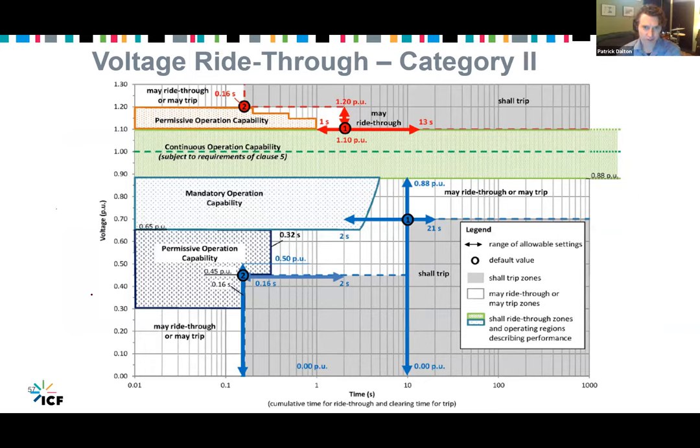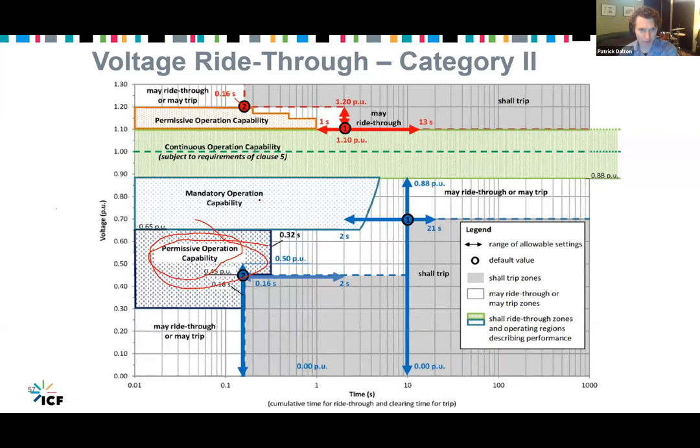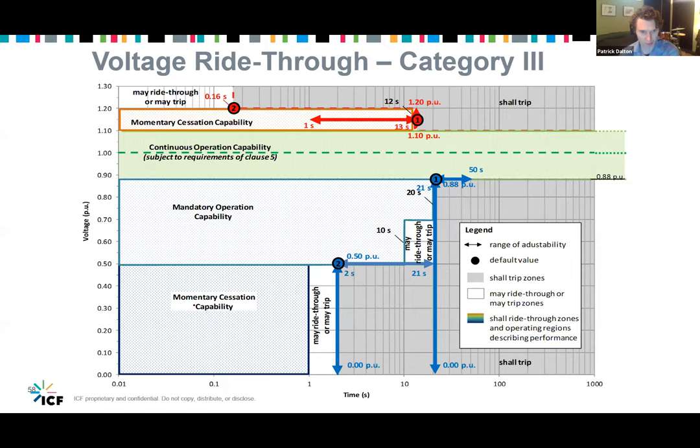Looking at a different ride-through profile here, this is for category two. What I wanted to point out here is that instead of that momentary cessation, which we saw down here for category three, it's a permissive operation capability, meaning that the DER could still produce active power. And similarly, we have undefined regions. So toggling to category three, just as a reminder, it had this momentary cessation capability all the way down below the mandatory operation. So that's a pretty significant difference, requiring this additional capability of momentary cessation for category three, and something that might be really beneficial.